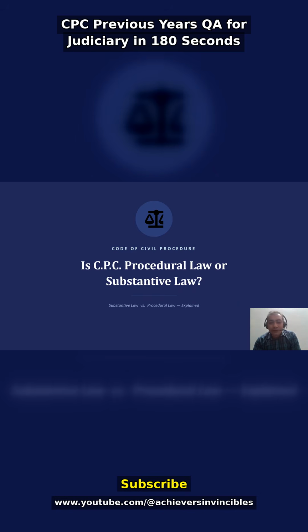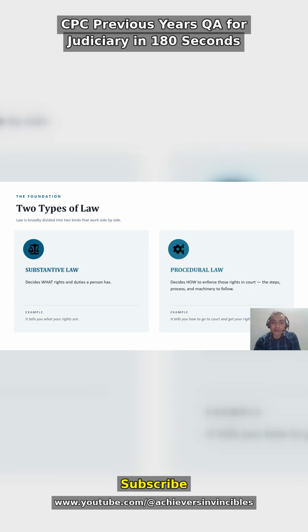Hello and welcome. In this video, we are going to talk about whether CPC is a procedural law or a substantive law. There are two types of laws. One is substantive, one is procedural. Substantive law decides what rights and duties a person has. Procedural law decides how to enforce those rights in court: the steps, the process, and the machinery to follow.